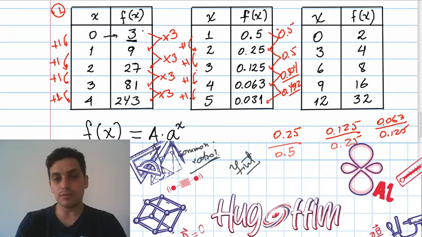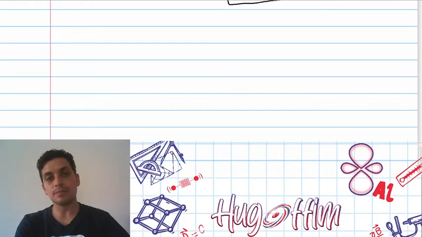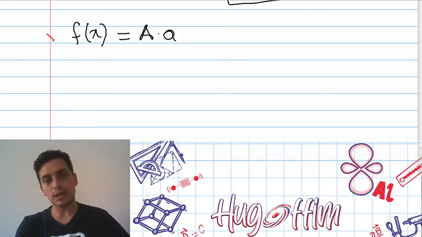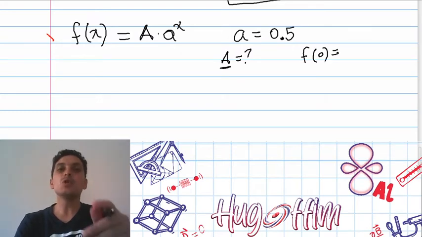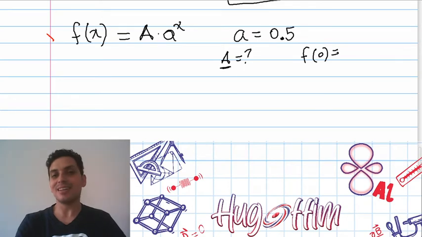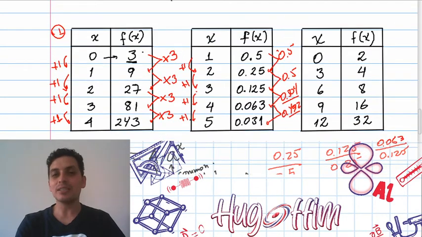So we're going to use 0.5 for the function rule. So the common ratio will be 0.5. So in this case, A times a to the x power, and the common ratio will be 0.5. And we don't know what A, the amplitude, will be, because we don't know what happened when x is 0. But you can deduce it. And that's the cool part. How can you deduce it?